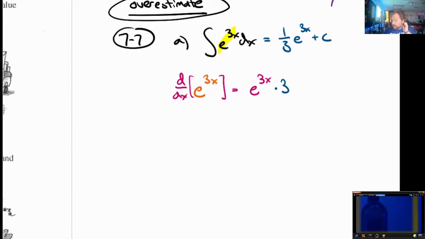Because what's going to happen here is when you take the derivative of 1/3 e to the 3x, at least for the e to the 3x part, you get this right here. And then the 3 and the 1/3 get to cancel out, and that leaves you with just e to the 3x. So we're laying that trap. That's what the 1/3 is all about in this problem.